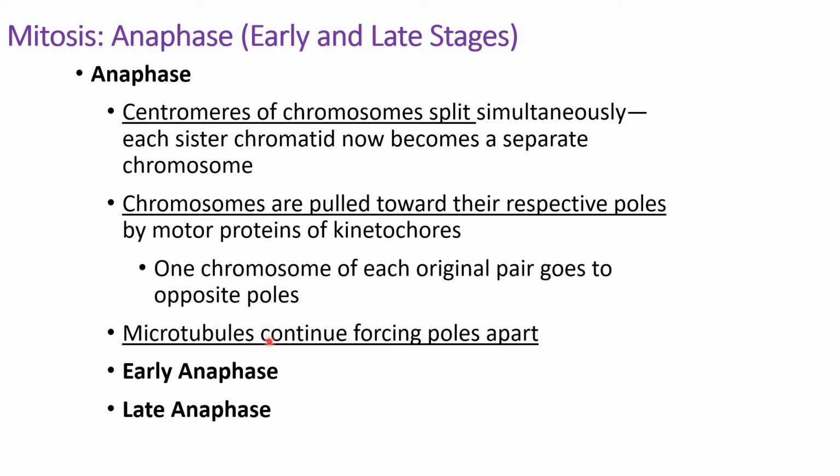Now remember that in metaphase we had all of our chromosomes in the middle of the cell. Well, during anaphase, it's the opposite. The whole idea with anaphase is that now we're pulling our chromosomes to opposite poles. We're moving those away from the middle of the cell to opposing poles. So that's really the main thing that's happening in anaphase, getting two sets of identical genetic information to opposite sides of the pole. You do have a late phase and an early phase for anaphase.